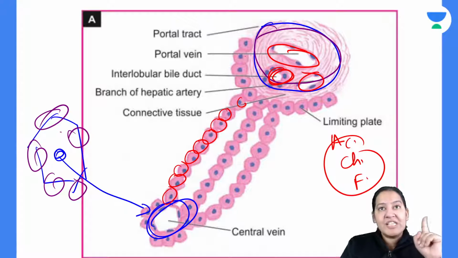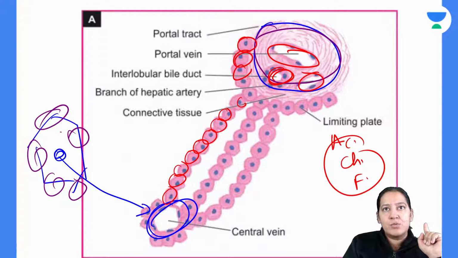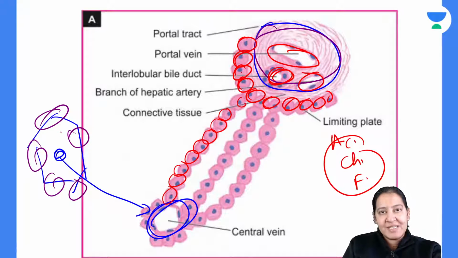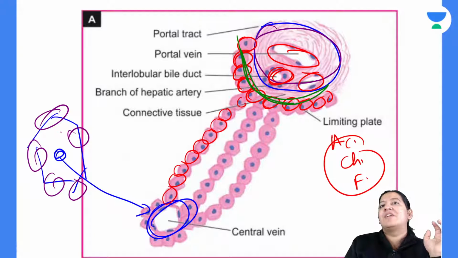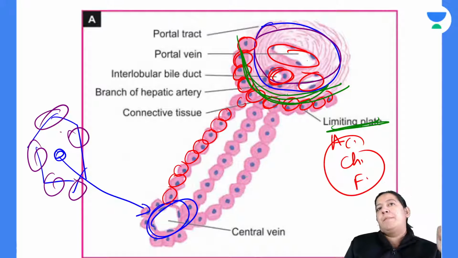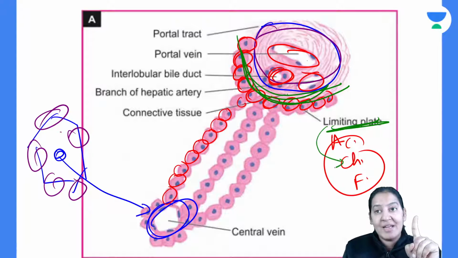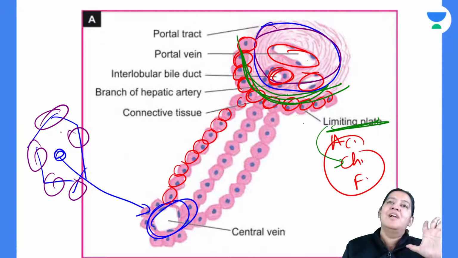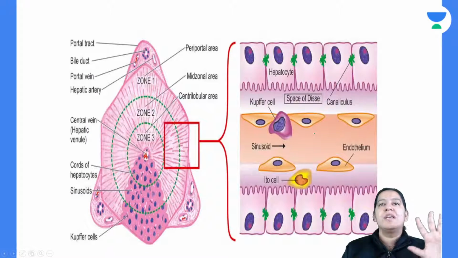Now listen, the first hepatocyte of all cords, please concentrate on this one, which is present just near the portal triad. This is known as the limiting plate. It is a plate which separates the portal triad from the rest of the hepatocytes. You have to understand this limiting plate because in chronic hepatitis, necrosis starts from the limiting plate. So I will use these terms when I teach you the histopathology of hepatitis.